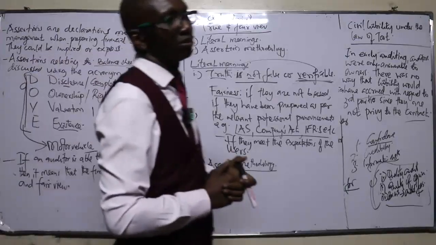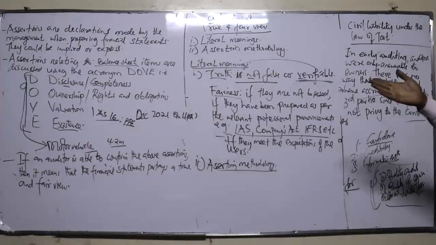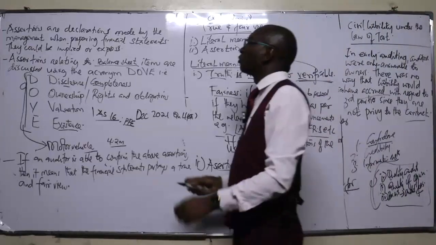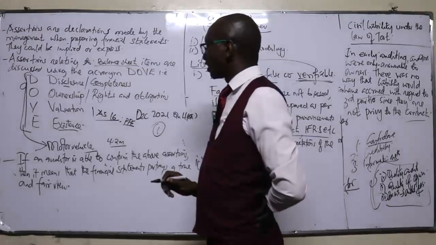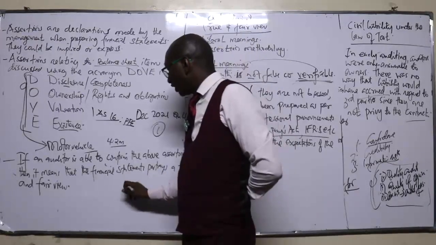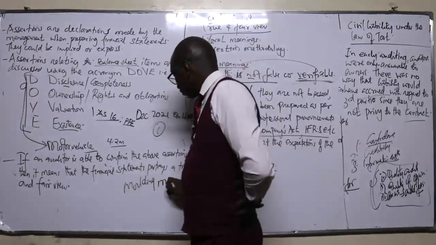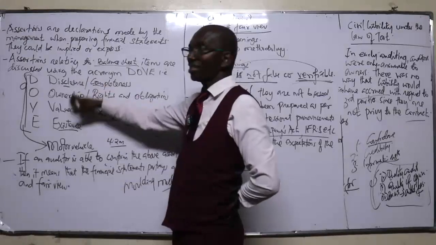Any question? We test this even at advanced level. There was a question number one. They are asking with the assertions we need to test with regard to a molding machine. You only need to know that a machine is an asset. So these are the assertions you're testing.